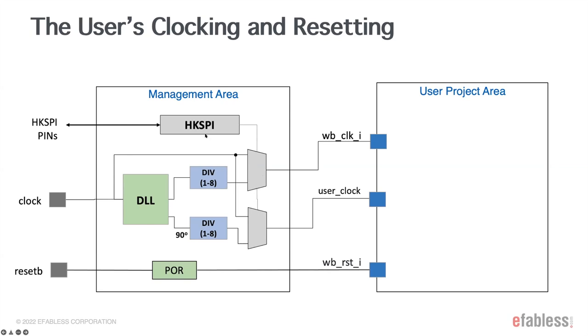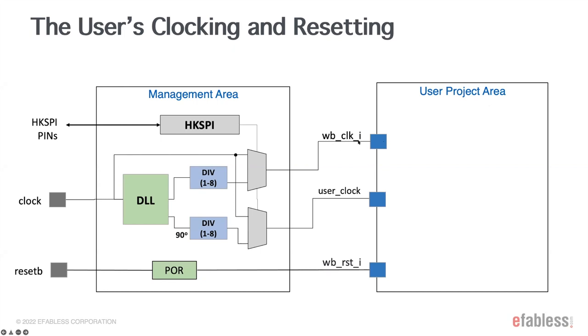And what you want to select here can be controlled by the housekeeping SPI, which is connected to some external pins on the Caravel chip, which can talk to it using something like the FTDI chip on the evaluation board that you get.